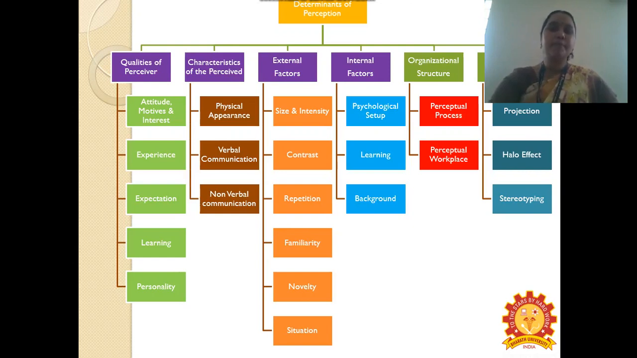So what does physical appearance constitute? It constitutes how tall I am, what my body structure is, what color I am, what the color of my eyes is. All these constitute the physical appearance, and it plays an important role in the perception of other people.